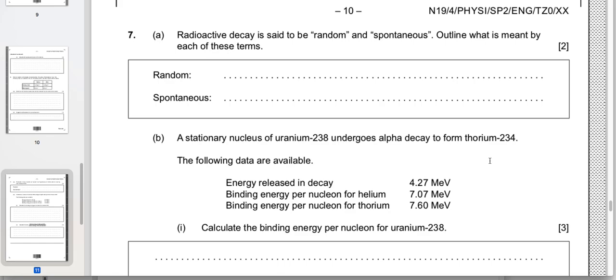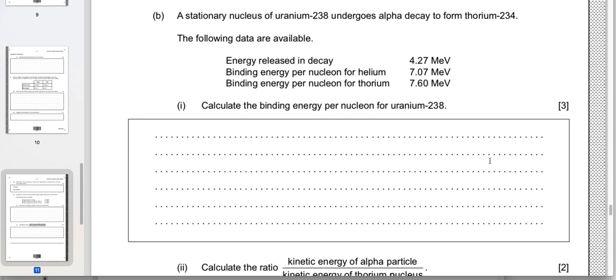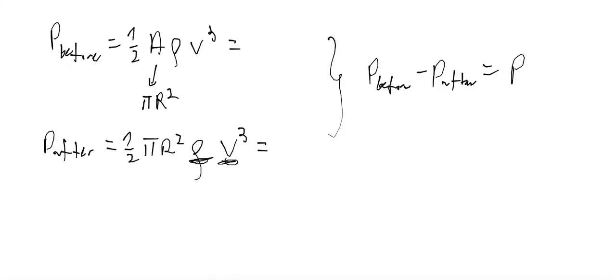Okay? B. Stationary nucleus, alpha decay. Following data available, calculate the binding energy per nucleon of uranium-238. So we have to find the energy released in the decay. We know the binding energy per nucleon of helium and of thorium. So finally you have to add all these energies to obtain the total energy of uranium.